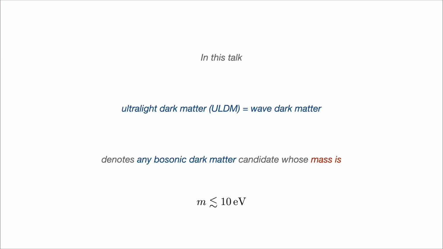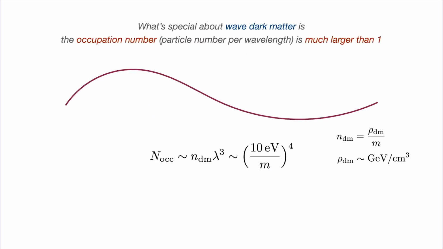In this talk, I will use wave dark matter and ultralight dark matter as interchangeable terms. What I mean by ultralight dark matter or wave dark matter is any light bosonic dark matter whose mass is smaller than 10 eV scale. What is so special about this ultralight dark matter is that whenever your mass goes smaller than 10 eV scale, within one wavelength of the dark matter, you start to see more than two particles.